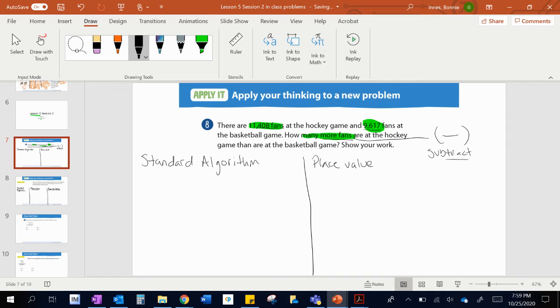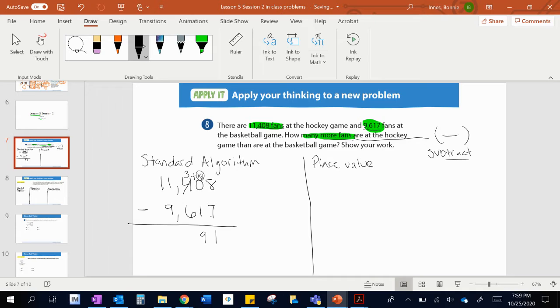All right, so I'm going to set up my problem. The bigger number goes on top. 11,408 is bigger than 9,617. I start in my ones place. 8 minus 7, that's 1. I go over to my tens place. 0 minus 1. Well, I can't take 1 away from 0. So I need to go over to my hundreds place. My 4 becomes a 3, and I give that 100. I'm going to make it into 10 tens. And I have 10 here. So 10 minus 1 is 9.